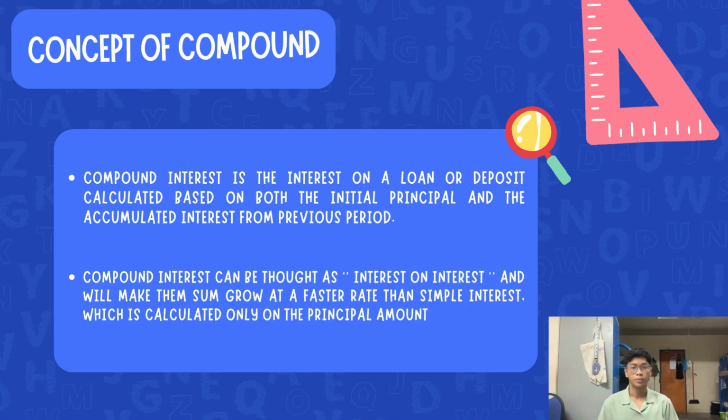Concept of compound interest. Compound interest is the interest on a loan or deposit calculated based on both the initial principal and the accumulated interest from the previous period. Compound interest can be thought of as interest on interest and will make a sum grow at a faster rate than simple interest, which is calculated only on the principal amount.